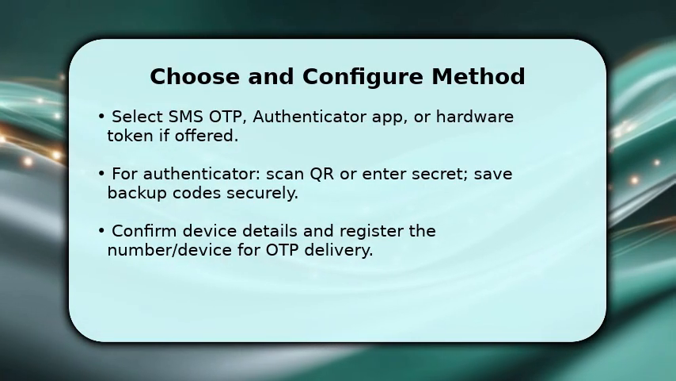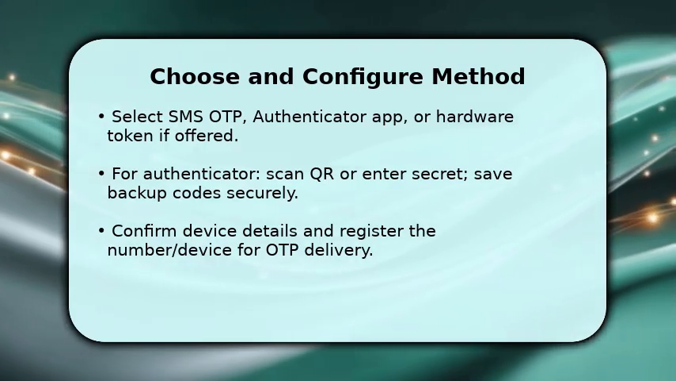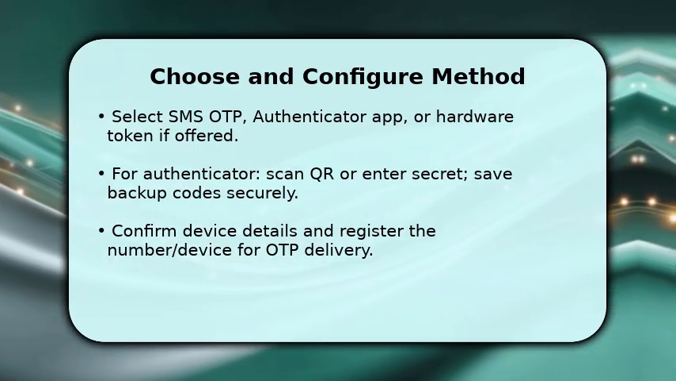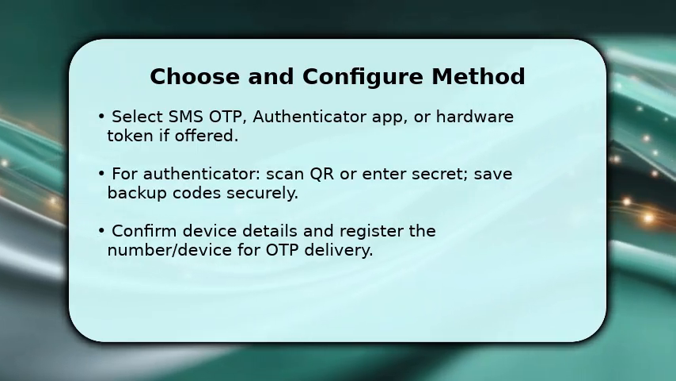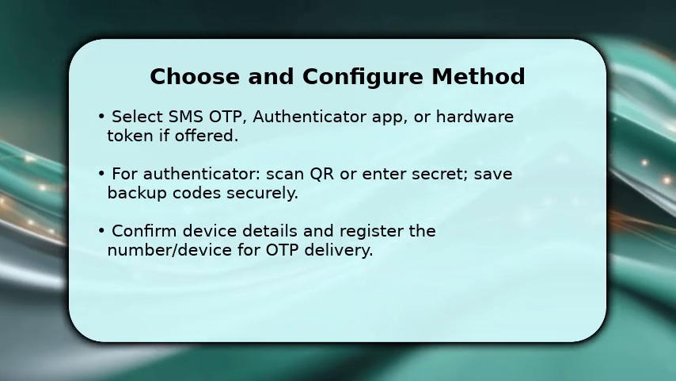Next, you select the MFA method: SMS auth, an authenticator app, or a token if available. If you pick an authenticator, scan the displayed QR code or manually enter the secret into Google Authenticator or similar, and store backup codes offline.